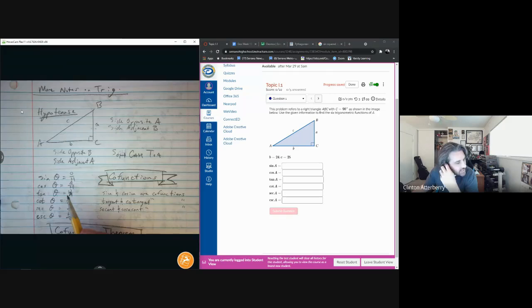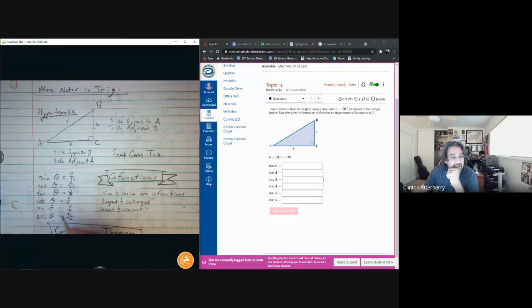And then you have your three other functions. Your cotangent, COT, is the upside down version of tangent, so it's adjacent over opposite. Your secant is the upside down cosine, so that's hypotenuse over adjacent. And then cosecant is the upside down sine. I think I misspoke earlier. Cosecant is the opposite of sine, so that's hypotenuse over opposite.